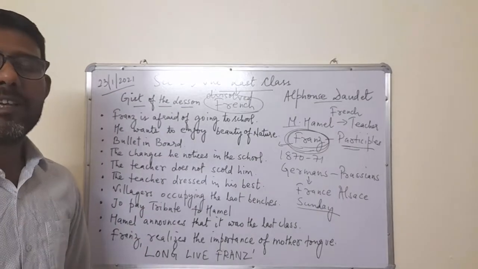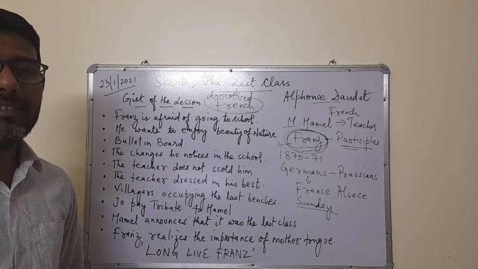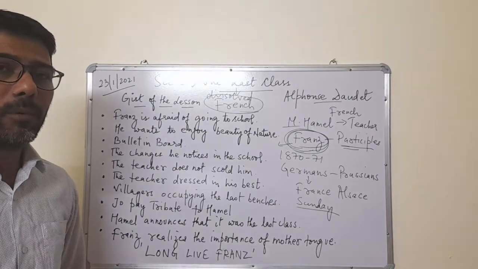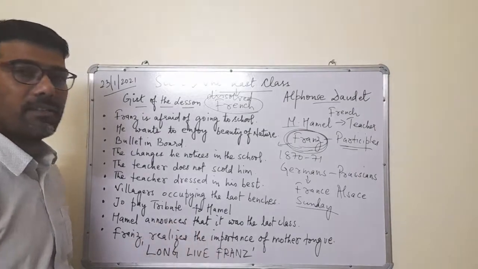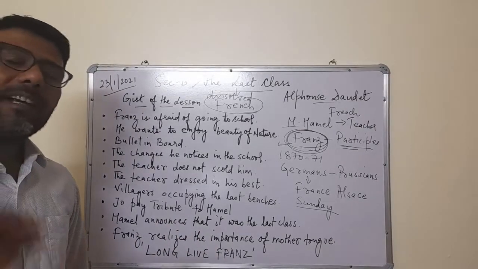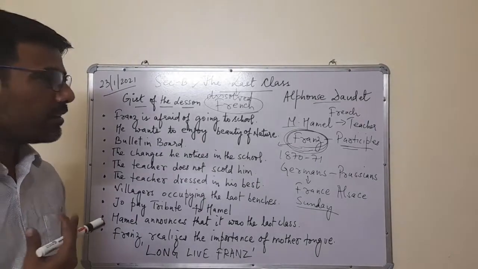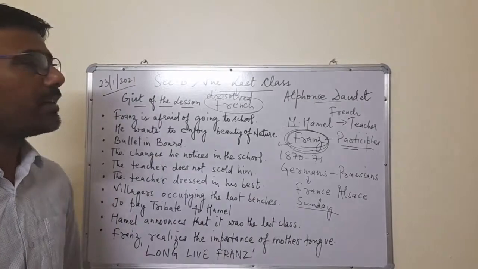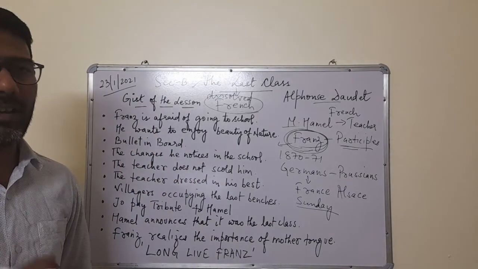And then what happens here? Franz realizes the importance of mother tongue, but it was too late, children, as Franz could not even read what was written on the bulletin board. On the bulletin board, it was written, "Long live France." And being a Frenchman, he could not read that. So this Franz could not resist. He felt very bad, and that is the reason why he has narrated this entire story, the last class.